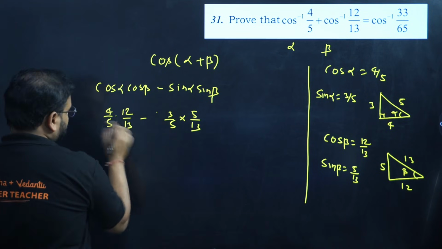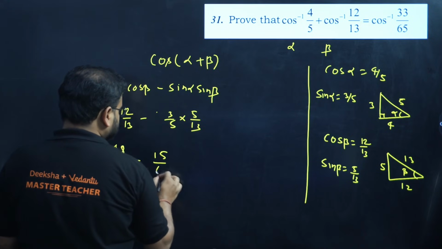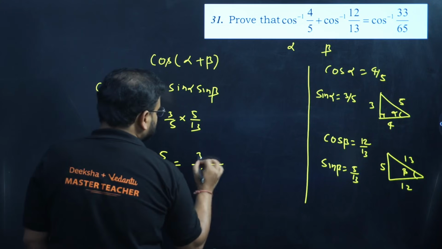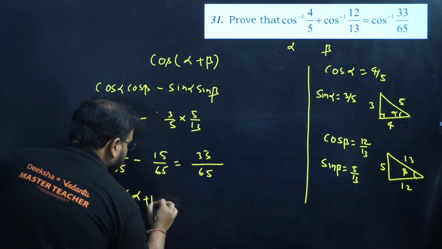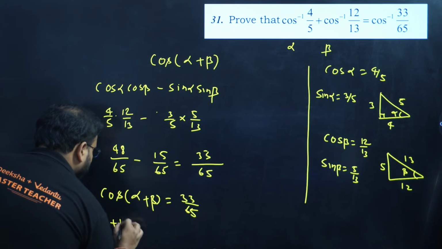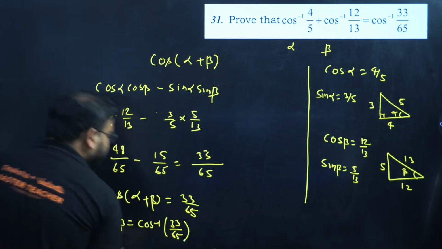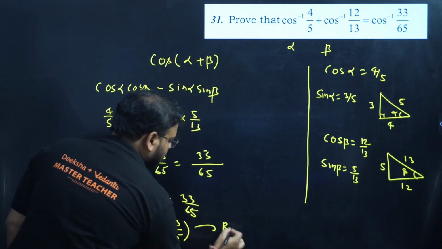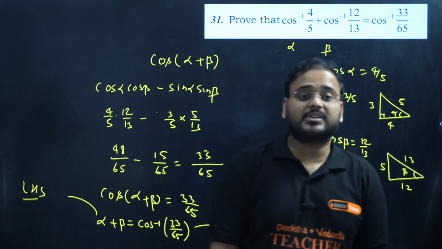So you get here 12 4s is 48 by 65 minus 15 by 65. The difference would be what? 48 minus 15 is 33, right? So this is nothing but the value of cos of alpha plus beta is 33 by 65. So you get the alpha plus beta value equals to cos inverse of 33 by 65. What is this part? Check in the question, LHS, and this part is your RHS. So it's proved, sir. LHS equals to RHS, the question is proved.